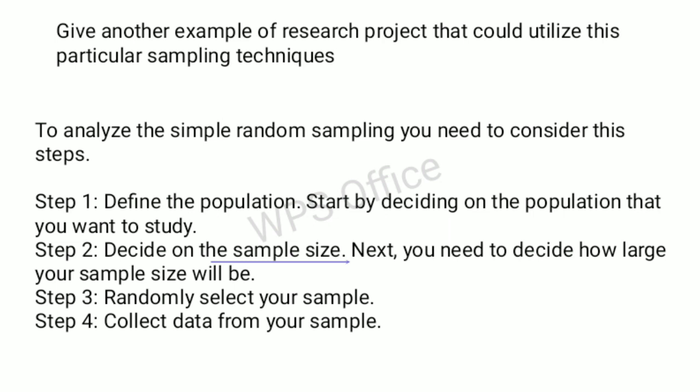To conduct simple random sampling, you need to consider the steps. First is define the population. Start by deciding on the population that you want to study. Next is decide on the sample size. You need to decide how large your sample will be. The third step is randomly select your sample. And the last step is collect data from your sample.